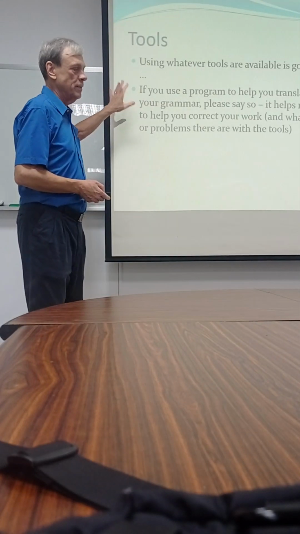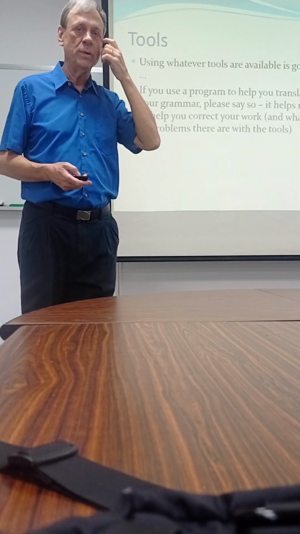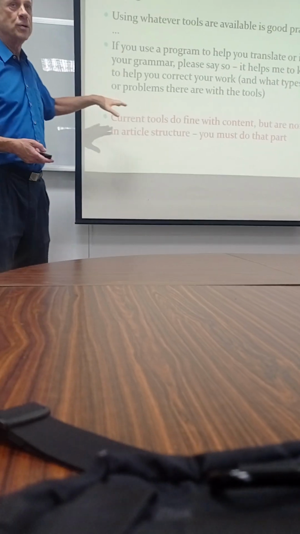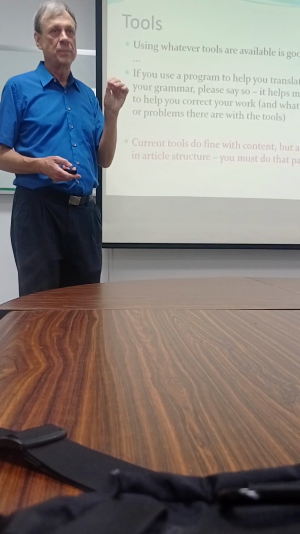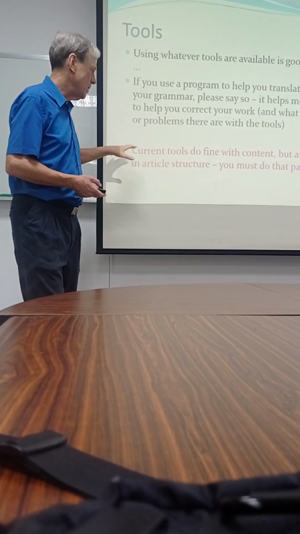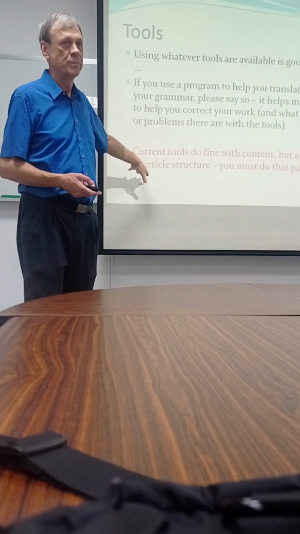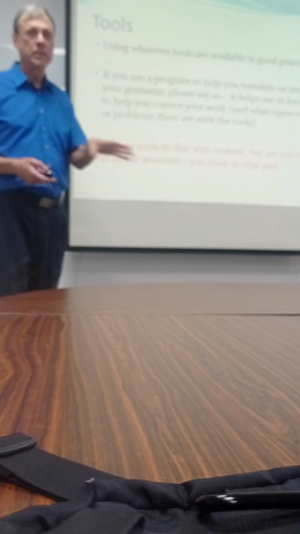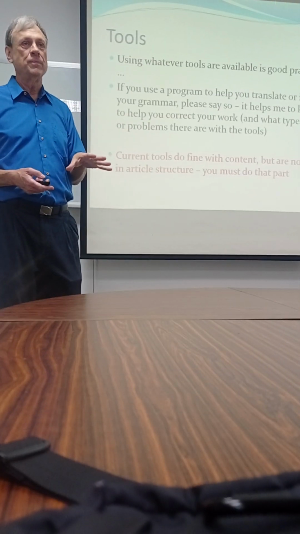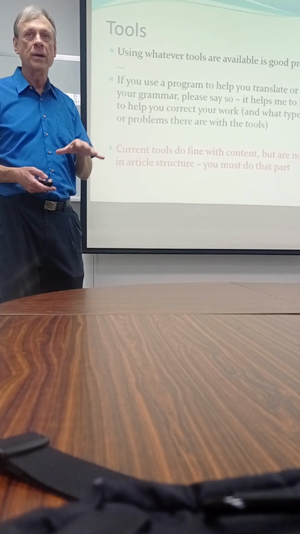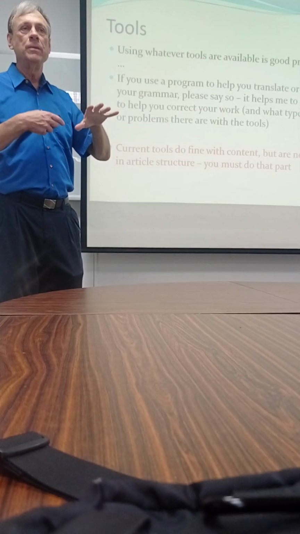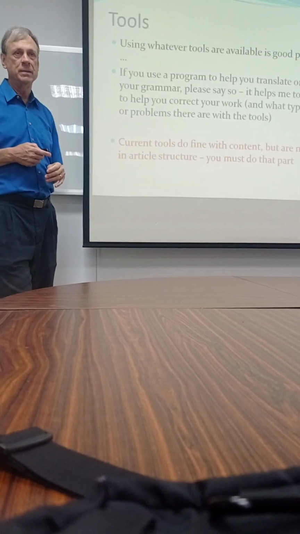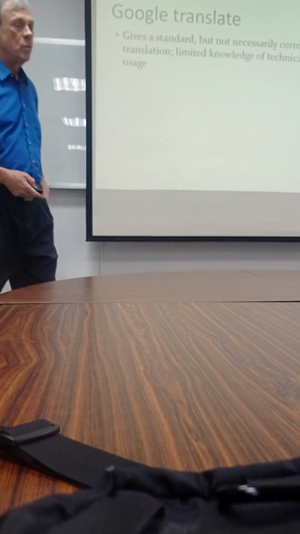All right, again, we need to learn to use these tools. They will continue to be important. The current tools are getting better and better, but they are not trained in article structure. They are trained in English. They are not trained in your field. They are not trained to write journal articles. So all of that structure part, where things go, the order, how many paragraphs, all of that you have to decide. Okay, what about Google Translate?